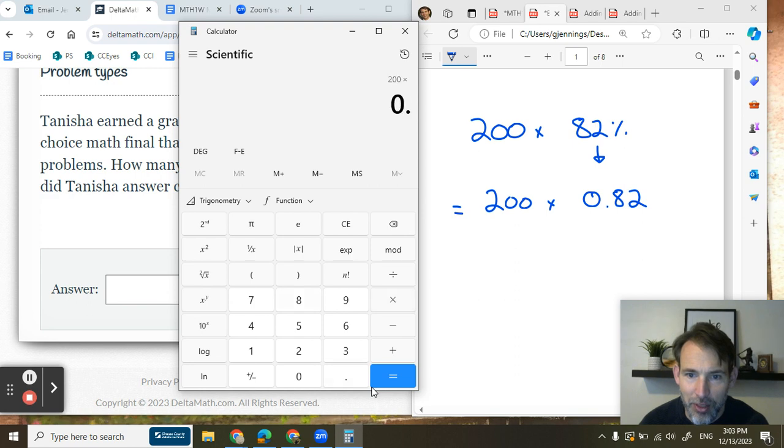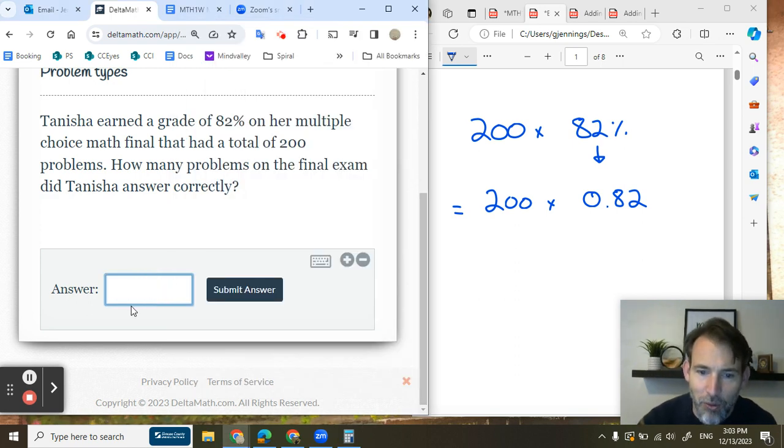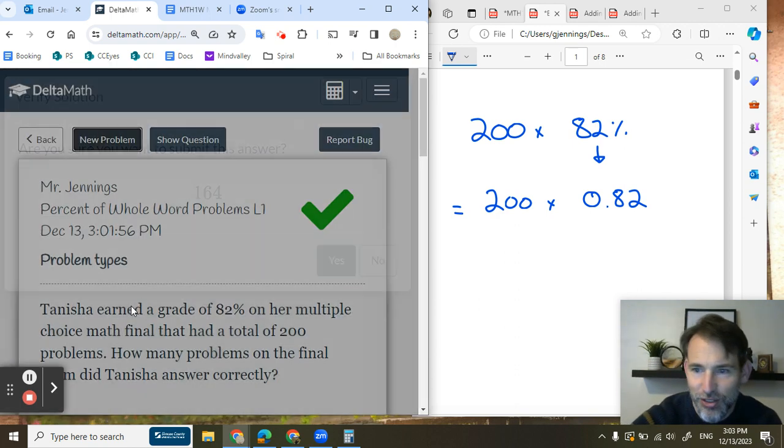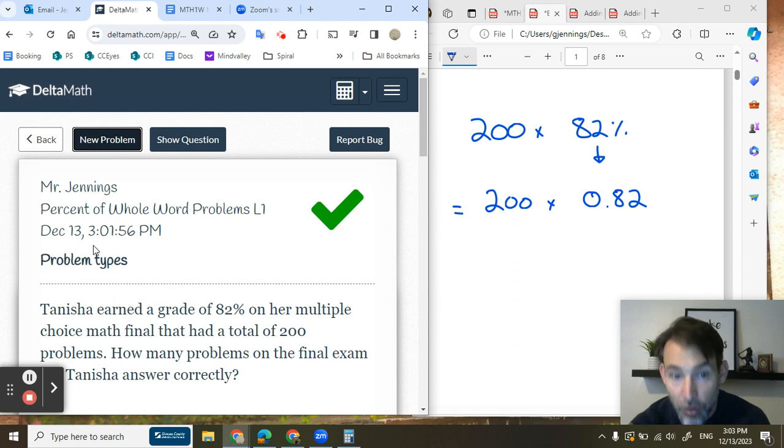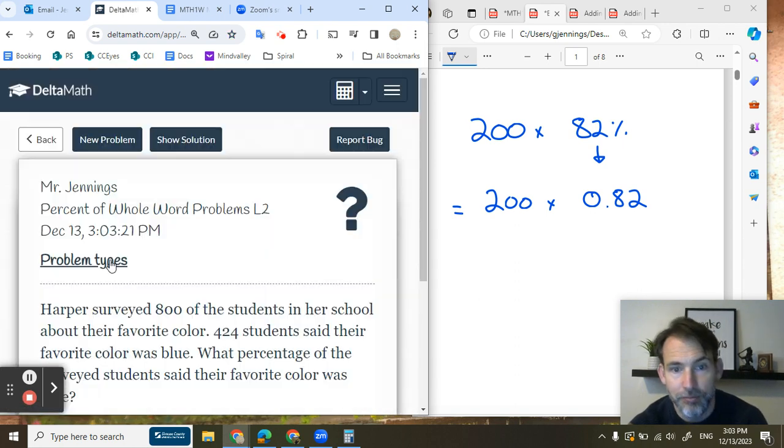200 times 0.82 and get, oh my goodness, 164. 164. That's amazing. It's just amazing. So that's how you do those. Let's see the next level.